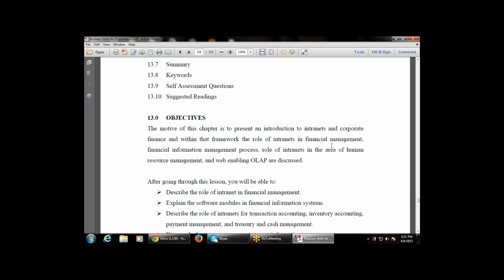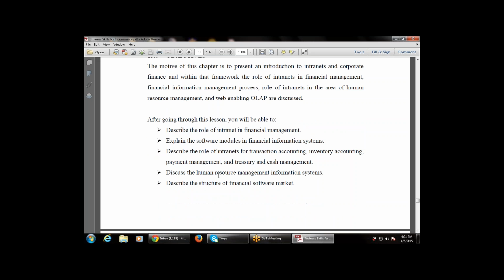The role of the internet in the area of human resource management and web-enabling OLAP are discussed. So these are the various topics: how to use the internet in the financial management process, the role of the internet, human resource management, and web-enabling OLAP. After going through this lesson, you will be able to answer these questions.